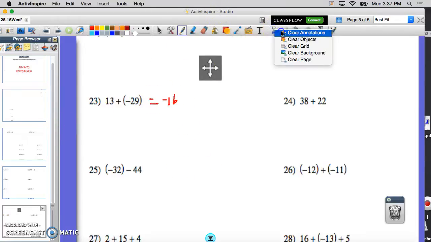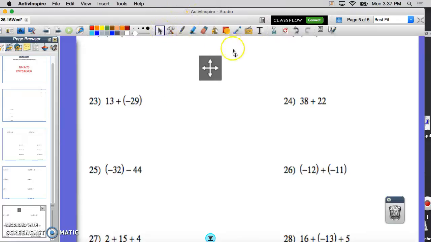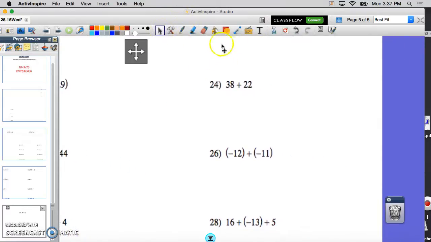Going over to 24. I know I'm going fast, but again, please pause whenever you're ready. I have a regular problem, a positive plus a positive. So when we have a positive plus a positive, all you have to do is add. 38 plus 22, 60.